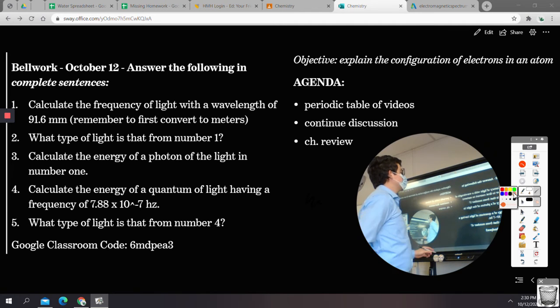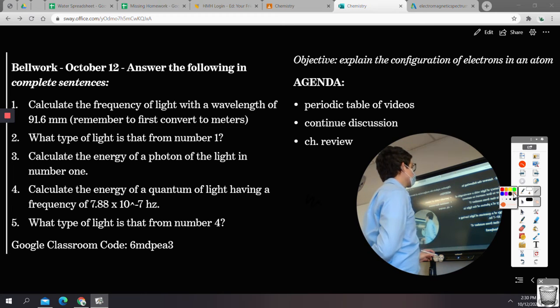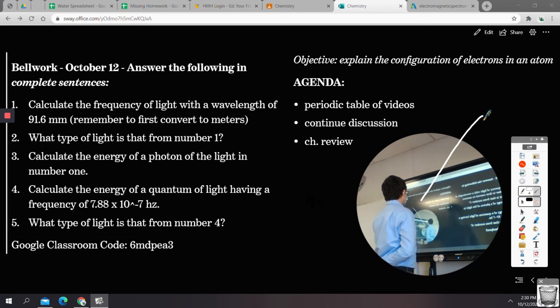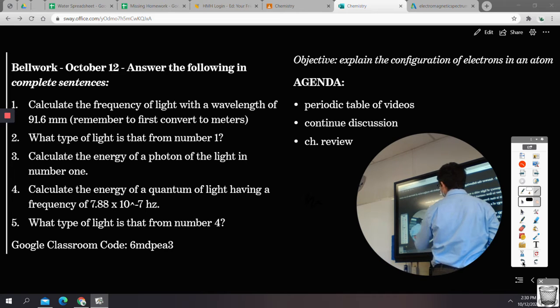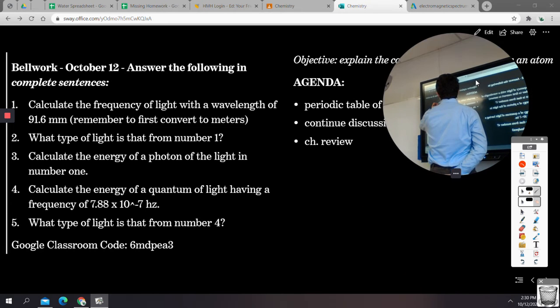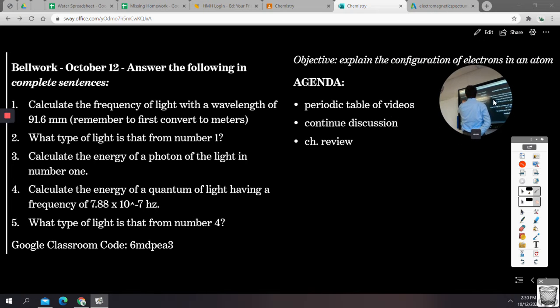Good. Okay, it says calculate the frequency of light with a wavelength of 91.6 millimeters. Remember to first convert. Okay, so first we need to convert.